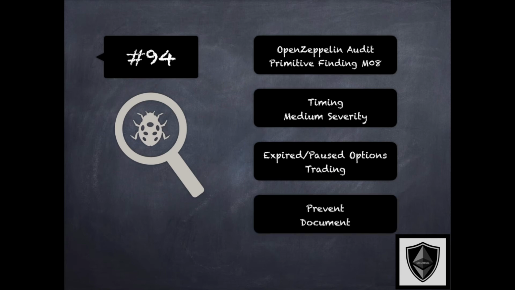The recommendation was to consider implementing the necessary logic in the option contract to prevent such transfers of tokens during pause or after expiration, or alternatively, if the described behavior was indeed intended, to consider clearly documenting it to raise awareness among the option sellers and buyers.